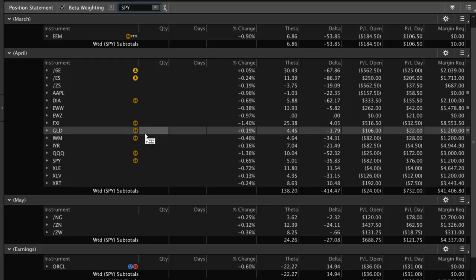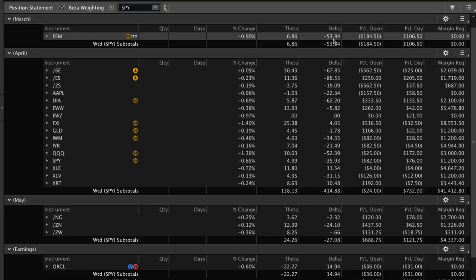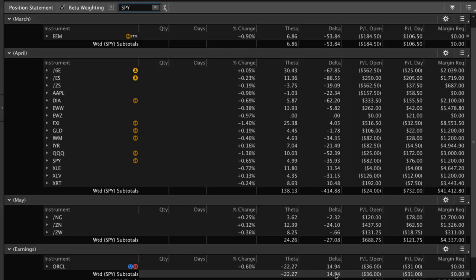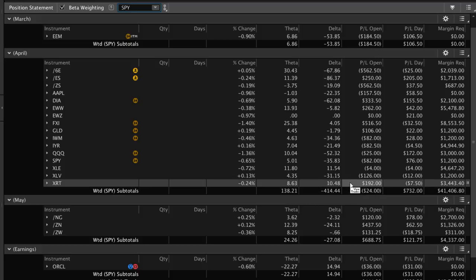So when we look at this, what you'll notice is we've got 53 delta here, negative 53 delta here, negative 414 delta here, negative 27 here in May, and about 15 here in this position. So add it all up, we've got about, give or take, let's say 470 delta, just looking at it real quick. Now, the question is, is that too much?